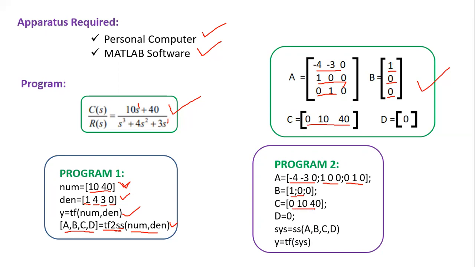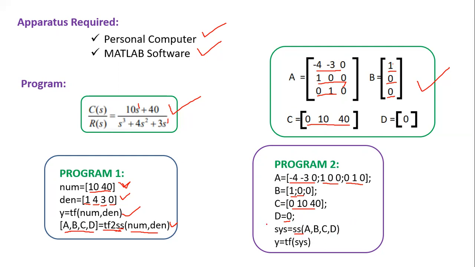Directly we can place the D matrix, 0, only one element. Directly we can write. Once we need to enter the ABCD matrices, we take a variable SYS, any variable you can take. SYS equal to SS, state space of this ABCD matrices.